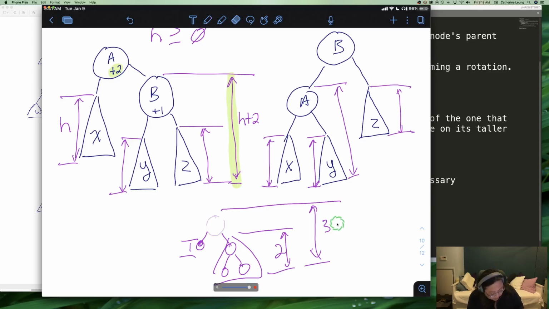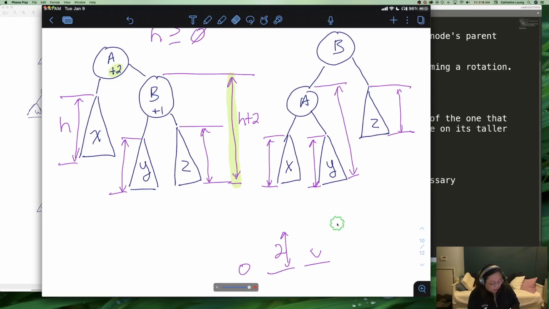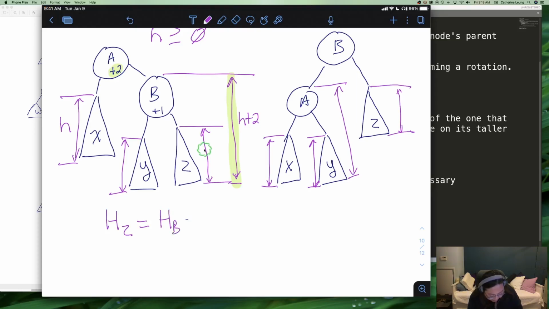So what this means is that between y and z, z is the thing that lifts up this tree to form a height of h +2. It also means that z's height is b's height minus b itself. So the height of b is h +2. But if we don't count this node b, then the height will be the height of z. So hz is equal to the height of b minus 1.